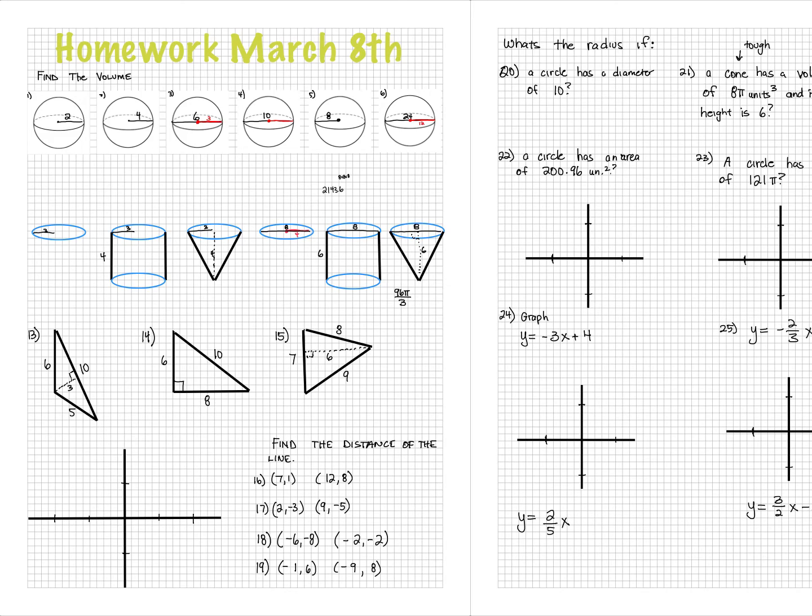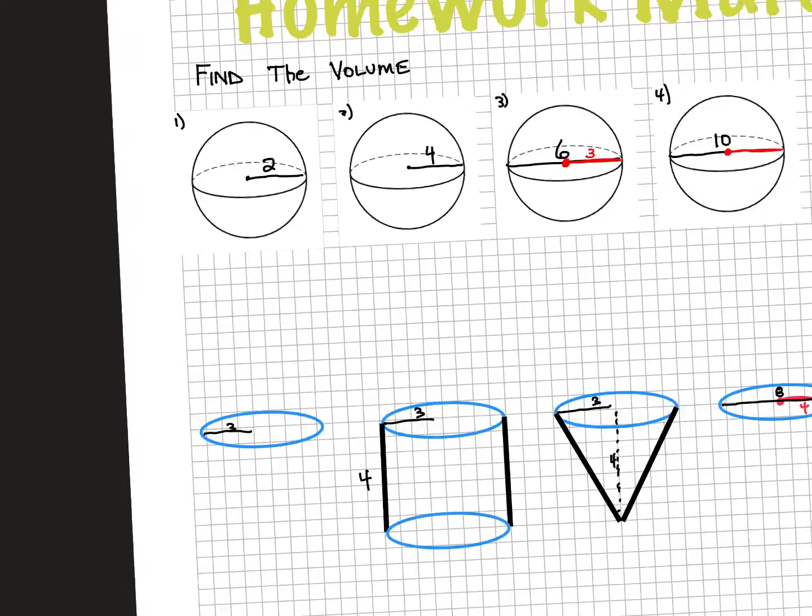All right, guys, a lot of problems here, so I'm going to go pretty fast. I'm going to do one or two problems from a section, then I'll move on.